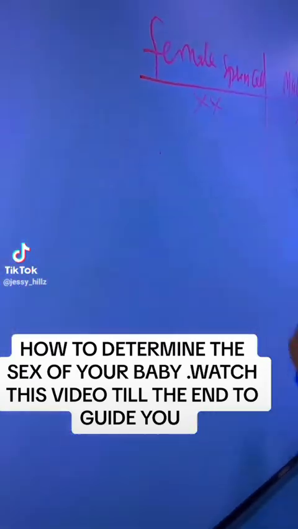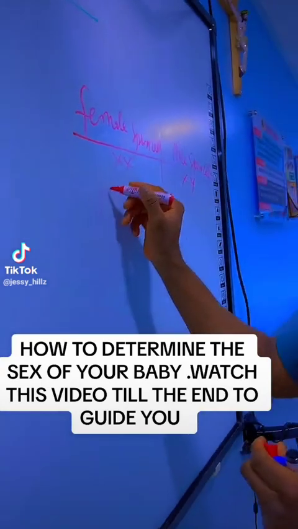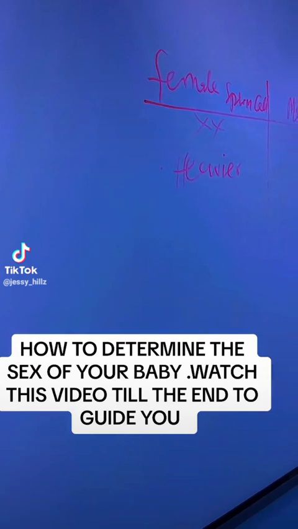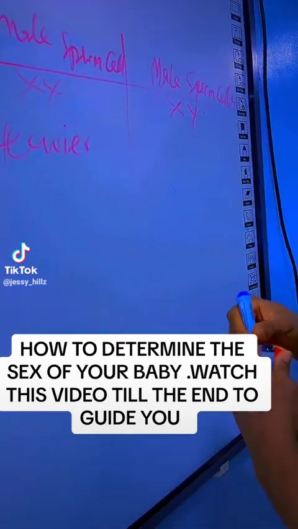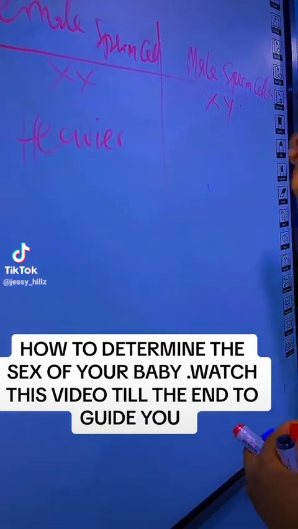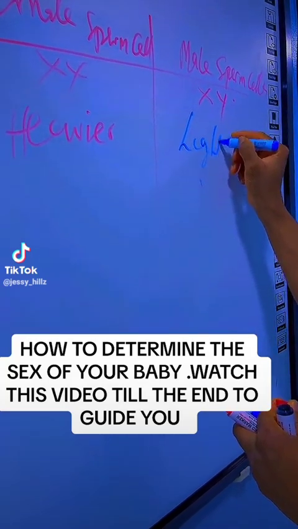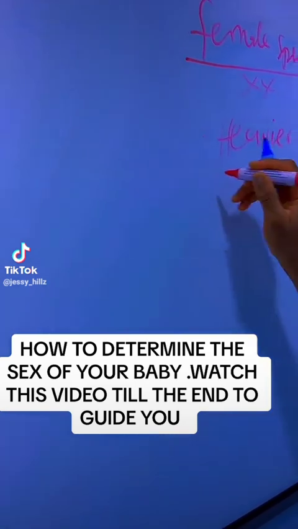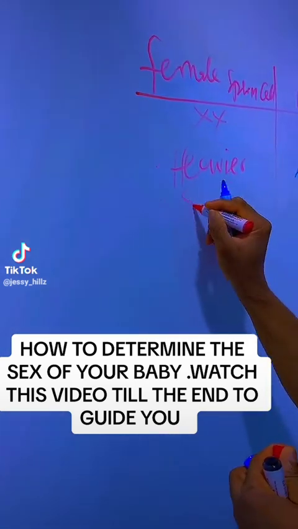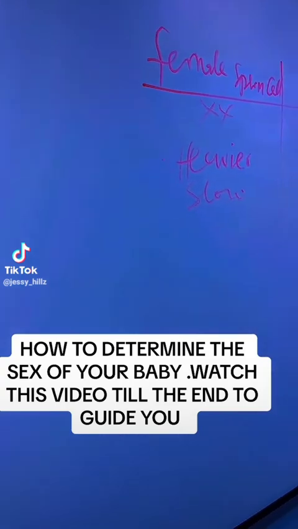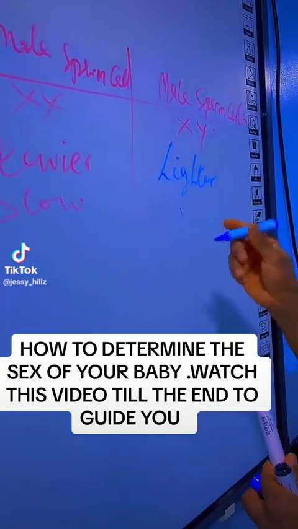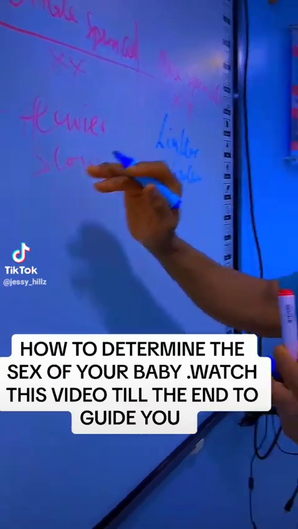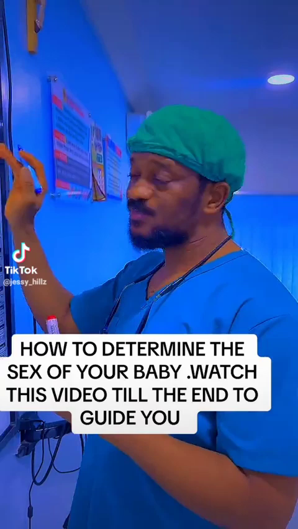So let's take a look at one. We know that female sperm cells are heavier than the male sperm cells. The male sperm cells are lighter. Because the female sperm cells are heavier, they are slower. They move slowly compared to the lighter sperm cells, which are fast.